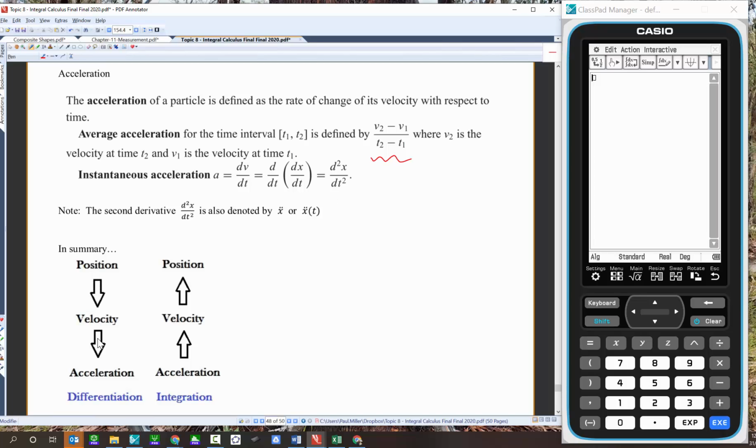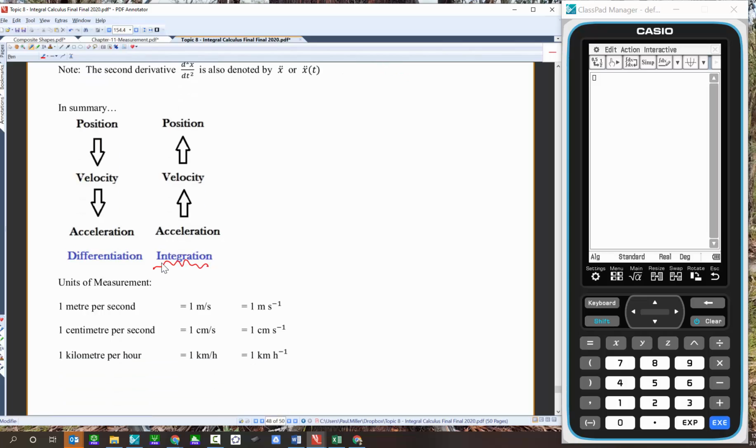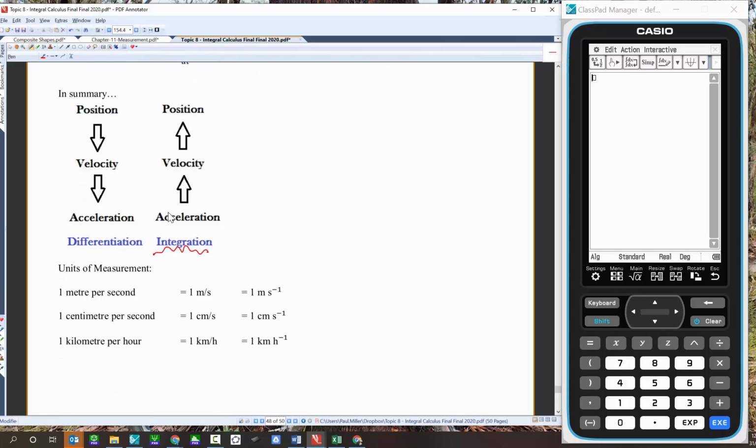Now note that last year we went from position to velocity to acceleration. Now that we know integration, we can actually return to those original functions as well. So we can go backwards from an acceleration function to a velocity function. All right, so note some units of measurement. 1 meter per second can be written as 1 meter over second, which could also be written as 1 meter second to the power of -1. Physics students do that more so than mathematics students. We usually use centimeters per second, kilometers per hour.